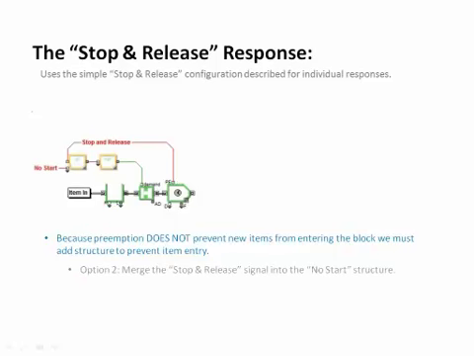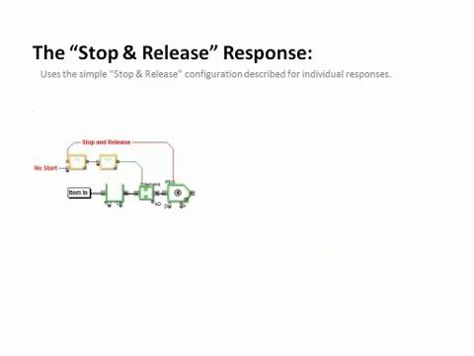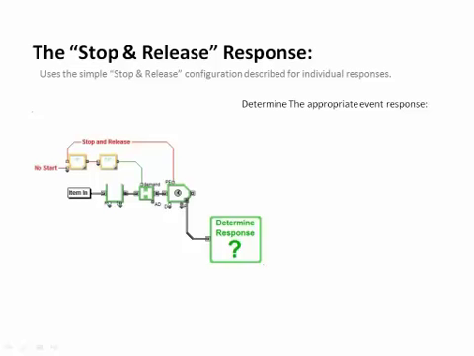Option two is we merge the stop and release signal with the no start signal and put a gate in front of the activity. Either one of those will work. All we care about is that when the block is in a stop and release signal, that it is down for the entire period. Okay?